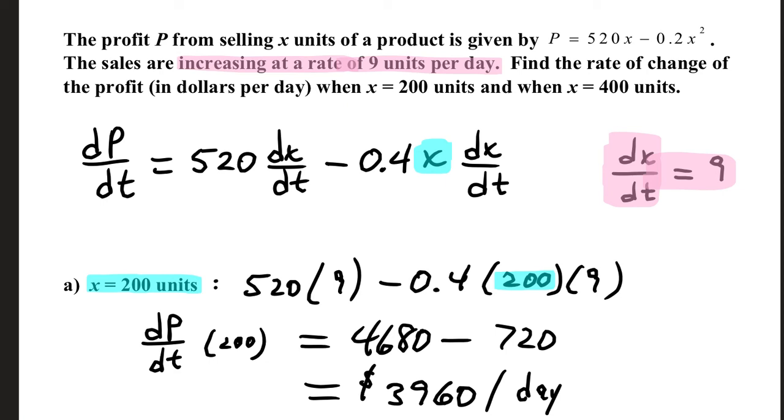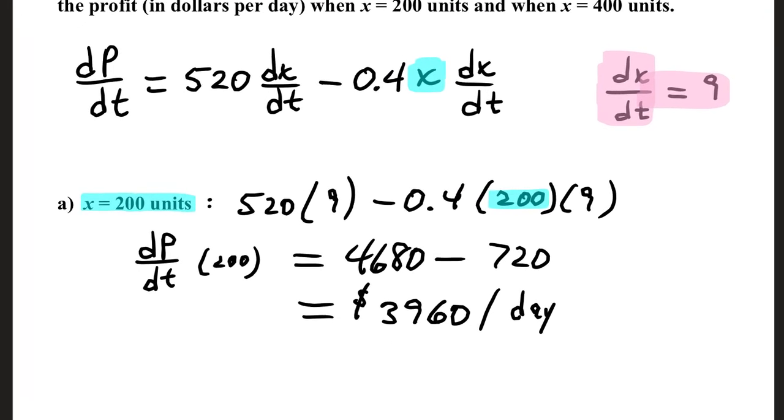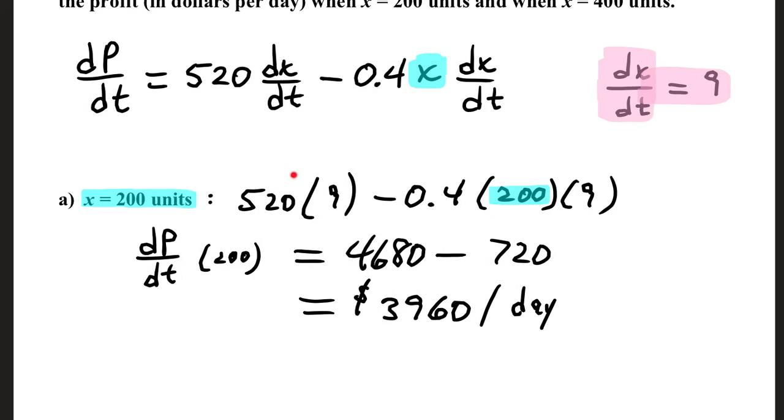In part A, we are asked to find the rate of change in profit when x equals 200. The sales are increasing at a rate of 9 units per day. So that's going to be our dx dt value. For part A, we're asked to assign x as 200. So we have 520 times 9 minus 0.4 times 200 times 9. Using your calculator, that comes out to a change in profit of $3,960 per day.